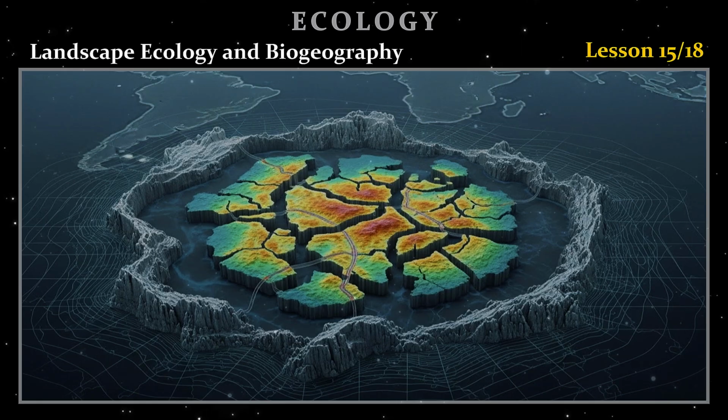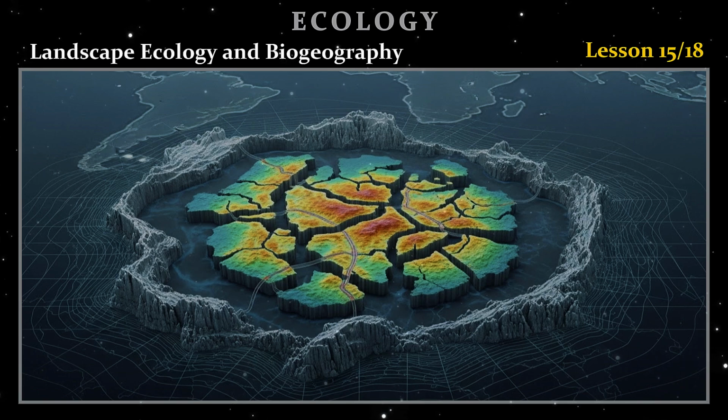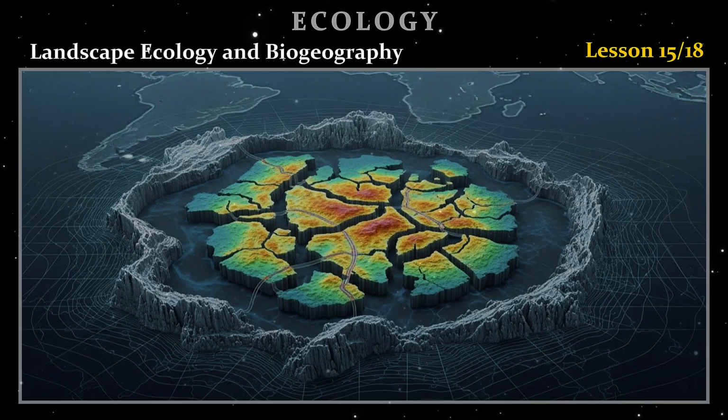Now, look at the endless fields of corn that surround that woodlot. That is the matrix. The matrix is the dominant background cover. Finally, see the row of hedges connecting the woodlot to the river. That is the corridor. Ecology happens in the tension between these shapes.